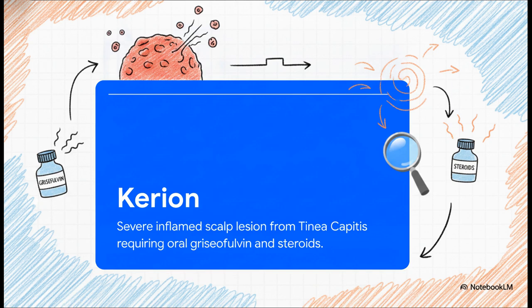Because the inflammation is just so intense, the treatment demands a highly specific, very testable combination. You still use that oral griseofulvin to kill the fungus, but you must add oral corticosteroids for 1 week to aggressively shut down the inflammation. Remember, griseofulvin plus oral corticosteroids.